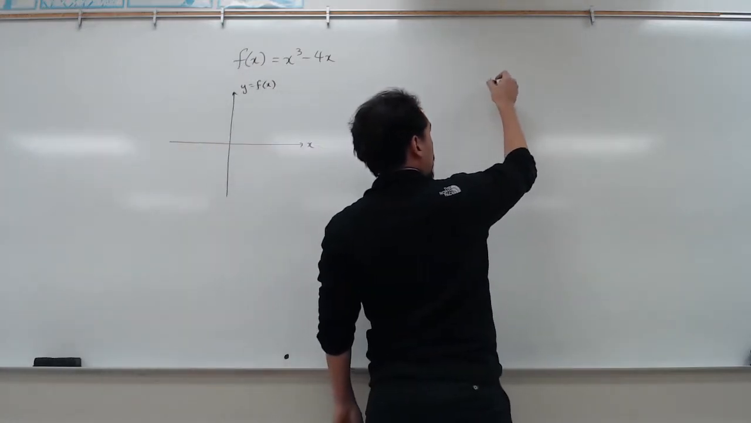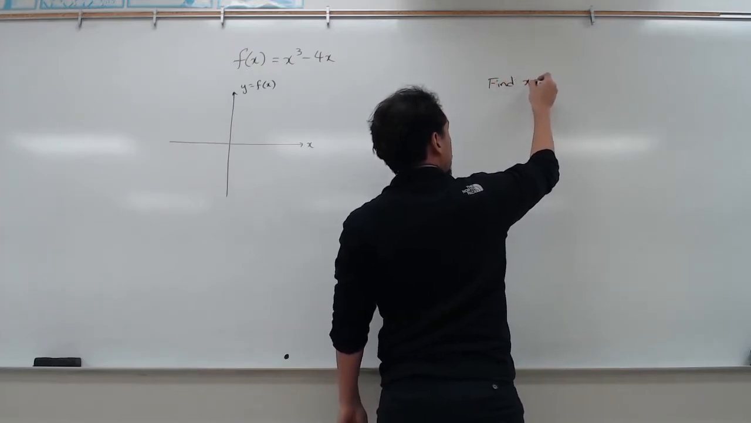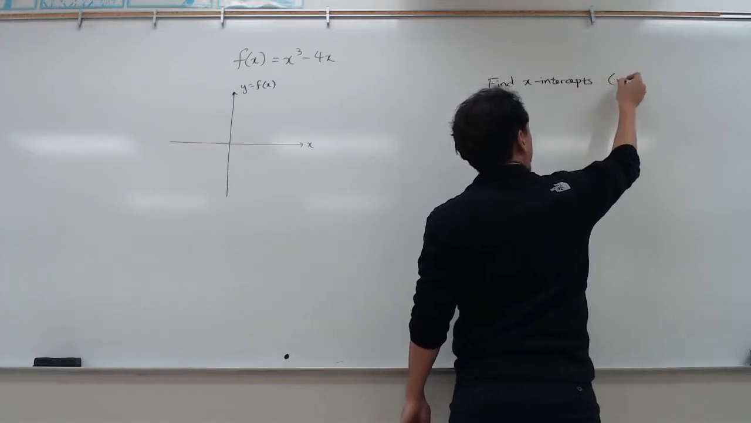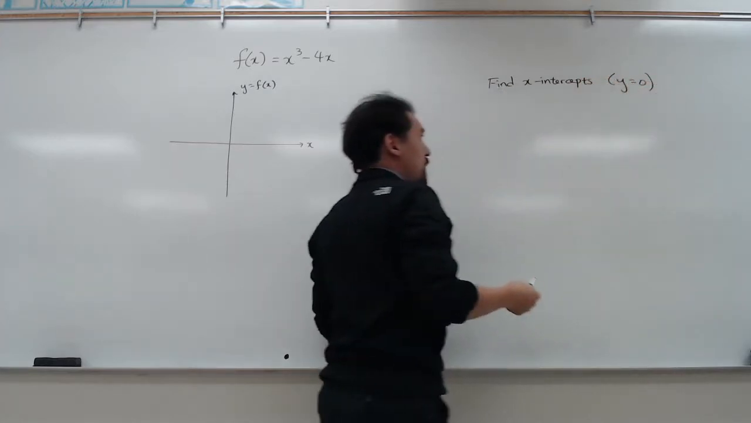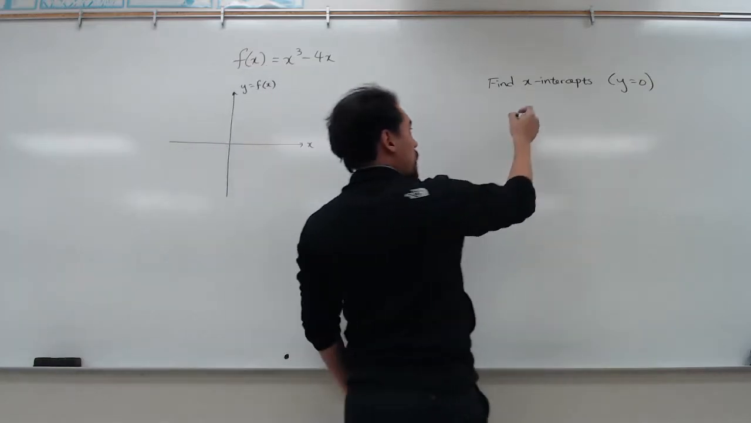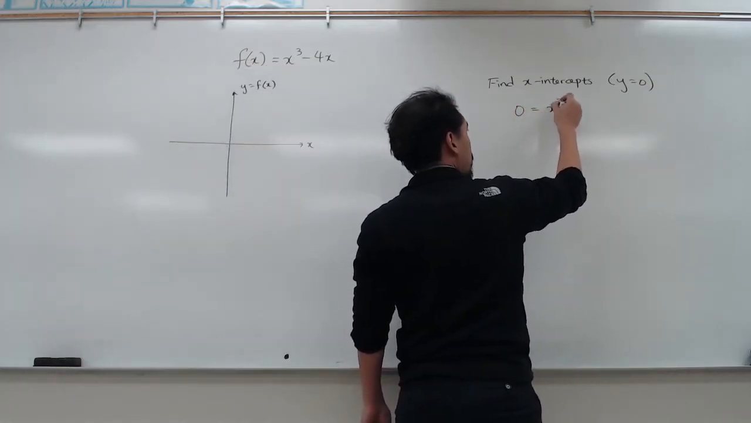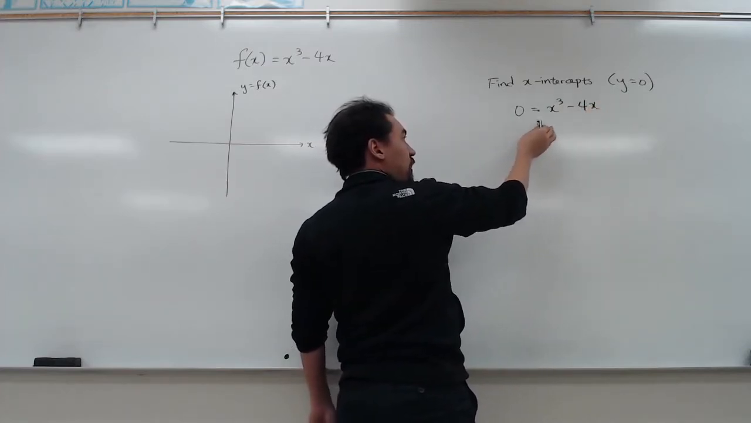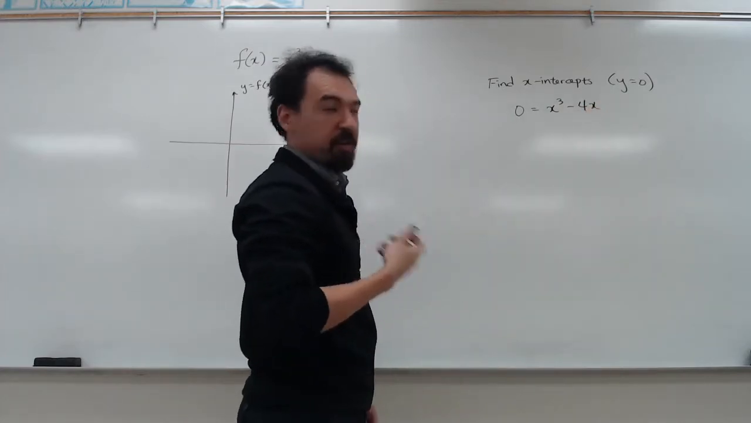So we'll go find the x-intercepts, which means y equals 0. So if we go back and say, this is going to be the y, we'll make that 0. We'll say 0 equals x cubed minus 4x. And when we have equations equal to 0, if we can factor, that puts us in a good position.